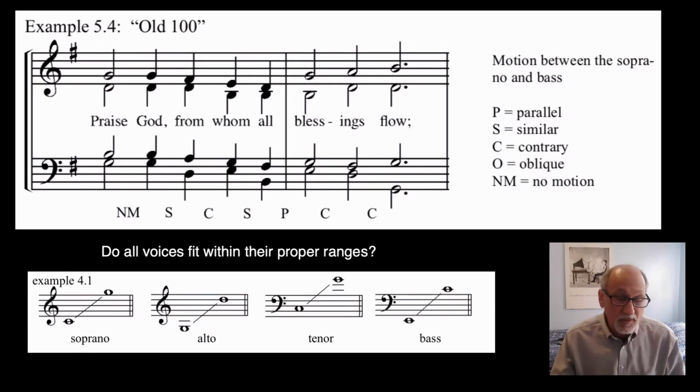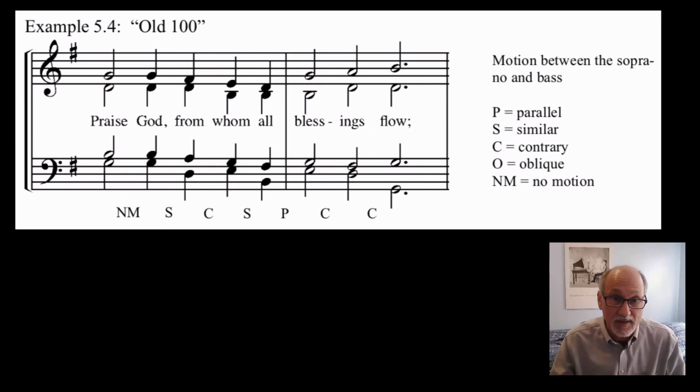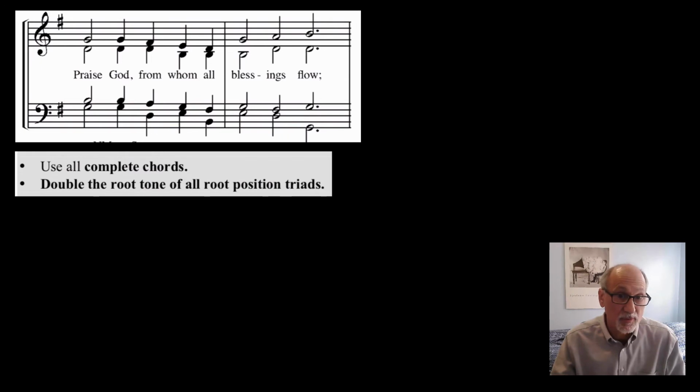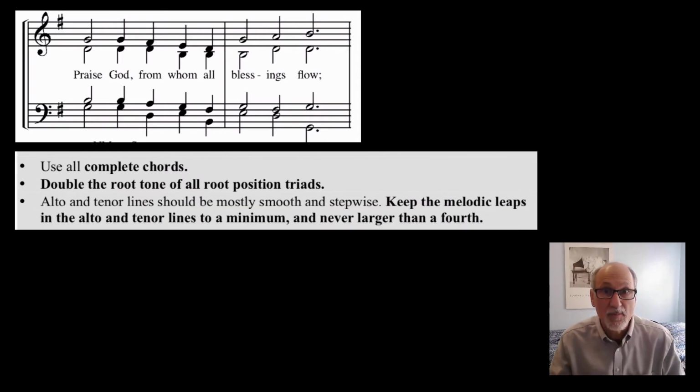So here's a few rules that we can derive just by looking at this example. Number one, use all complete chords. Make sure you've got 3 pitches whenever you write in this style. Rule number 2, double the root tone of all root position triads. That's the note that's going to be in the bass if it's root position. The alto and tenor lines should be mostly smooth and stepwise. That's what we call the inner voices. Keep those melodic leaps in the alto and tenor lines to a minimum, never larger than a fourth.